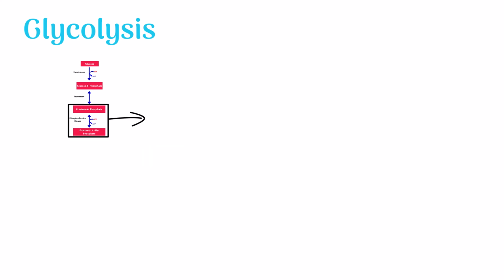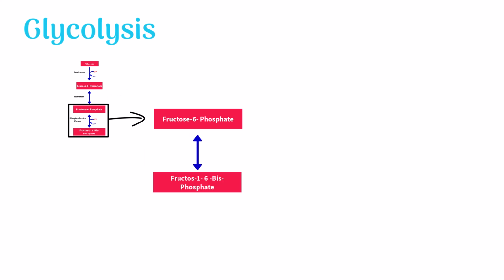In this reaction, fructose 6-phosphate turns into fructose 1,6-bisphosphate. Enzyme phosphofructokinase boosts this conversion. Remember, this reaction gobbles an ATP molecule. This is a reversible reaction. Let's see what happens ahead.